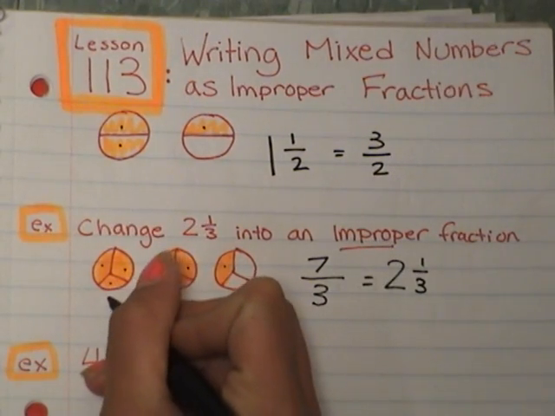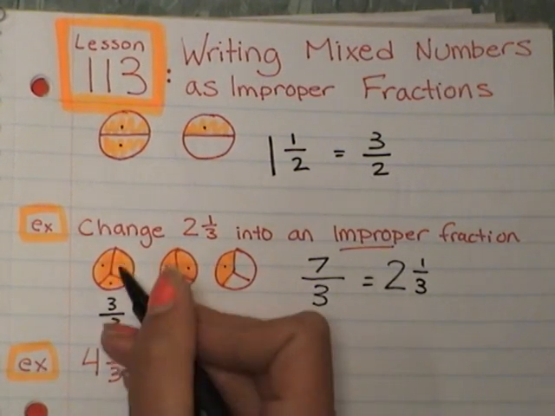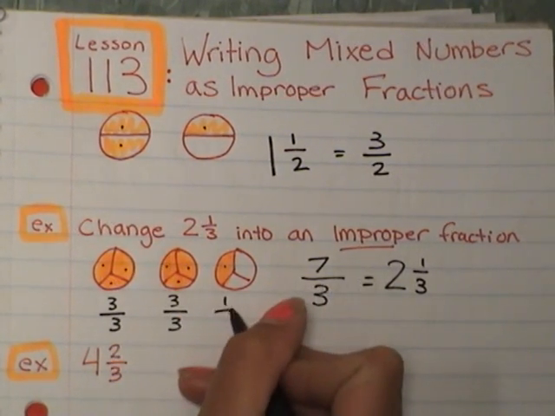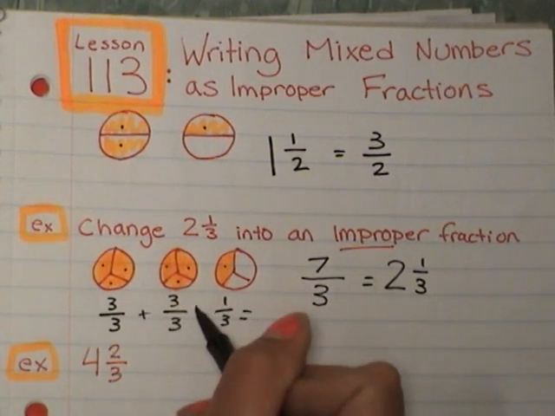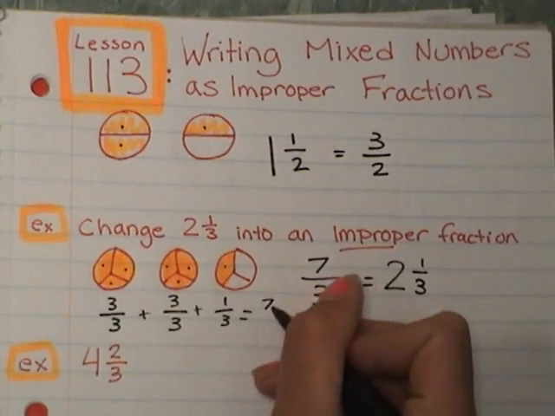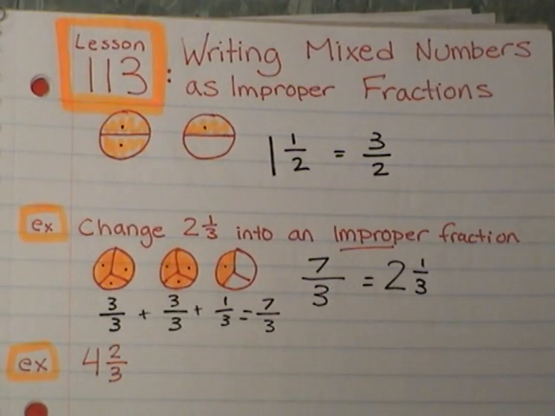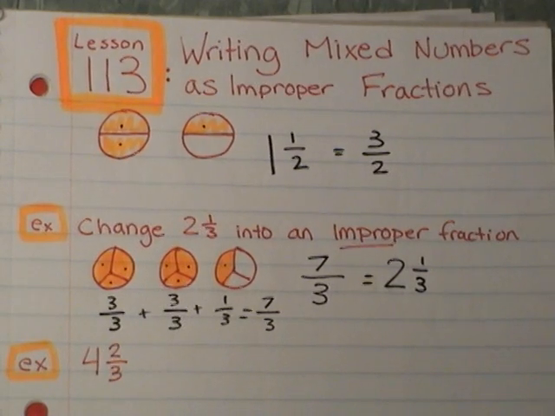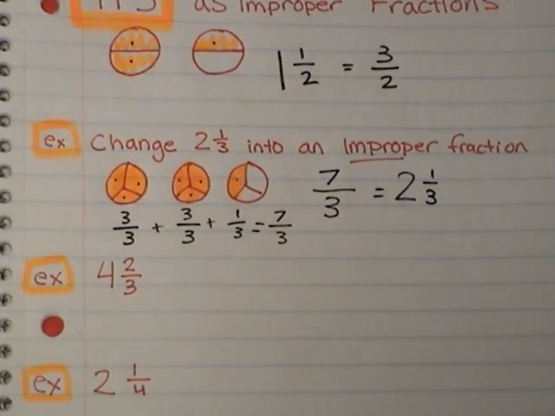So this fraction is really equal to 3 over 3. Here you have 3 over 3, all 3 out of 3 pieces, and 1 over 3. You could also do it this way by adding 3 plus 3 plus 1 to get 7. When you're adding, don't change your denominator. You could also do it that way if that helps too. But I'm going to teach you a trick for the next one, and this one just makes it a little bit easier.